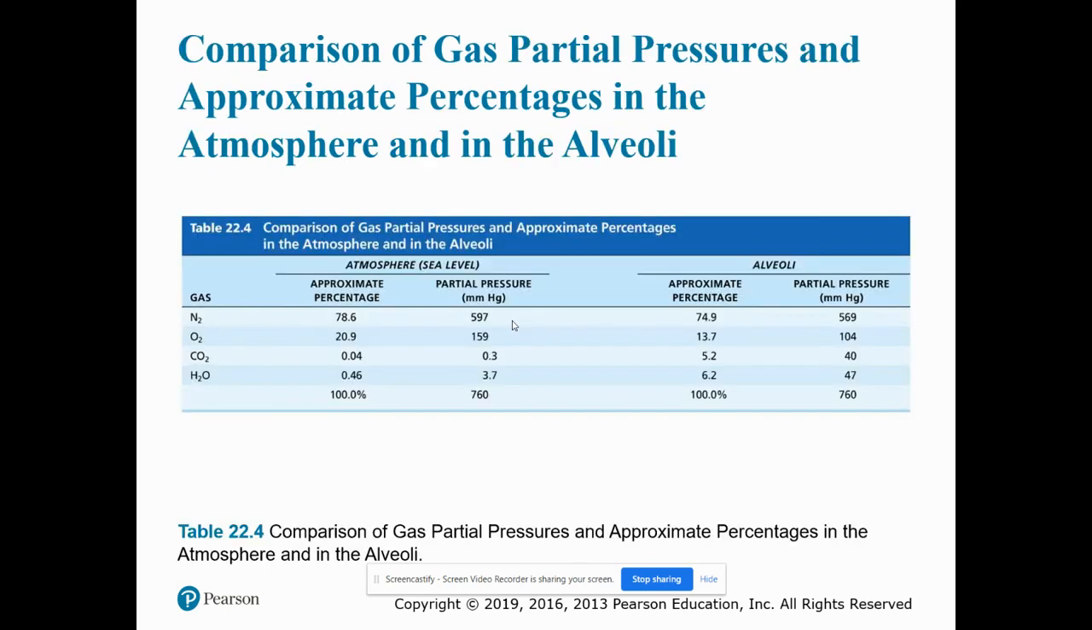On the next slide, we see this all worked out. We see the 597 again, the 159 again, then the CO2 comes up with 0.3, and the water comes up with 3.7, and that gives us our 760 millimeters of mercury. So basically, the partial pressures of those four gases added together give us the total pressure of the gas. That's what Dalton's law is saying. That's all I have for you for this particular talk.